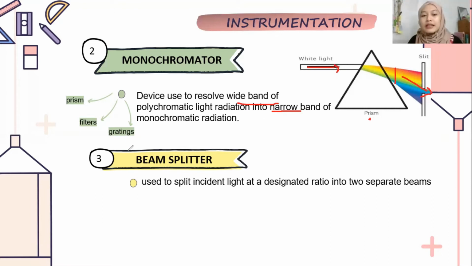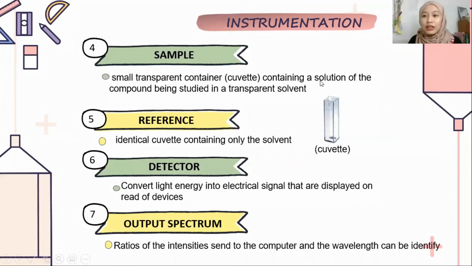So next is the beam splitter. A beam splitter is used to split the incident light at a designated ratio into 2 separate beams, which are the reference beam and also the sample beam. Number 4 is the sample. The sample is a small transparent container, a cuvette, containing a solution of the compound being studied in a transparent solvent. And number 5 is the reference. The reference is an identical cuvette containing only the solvent.